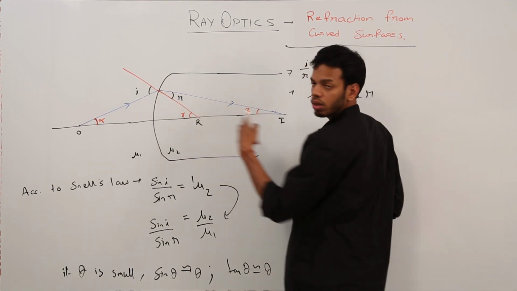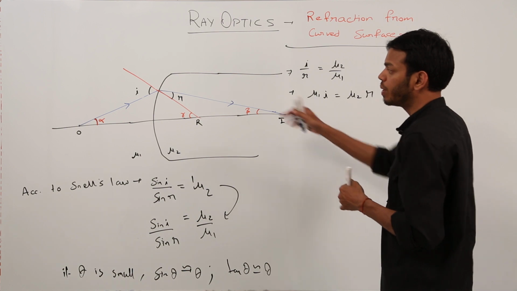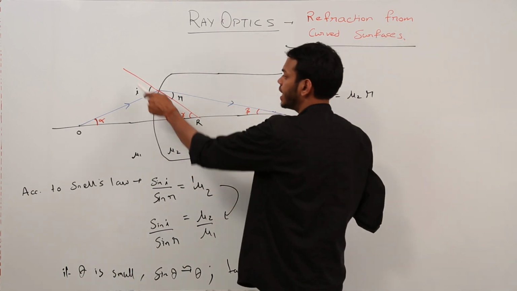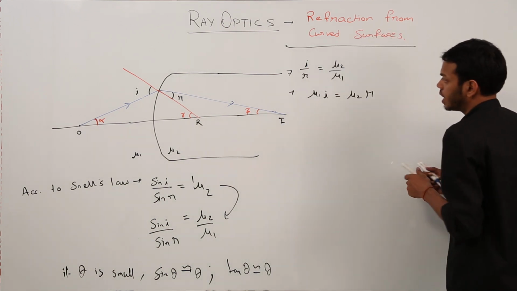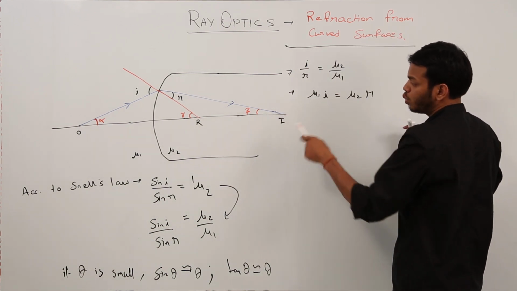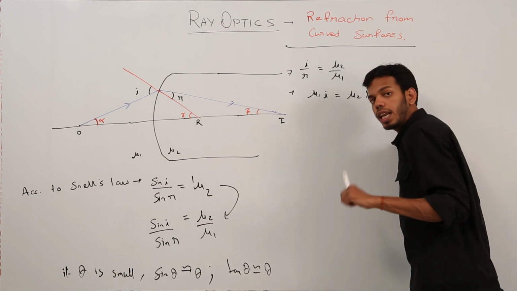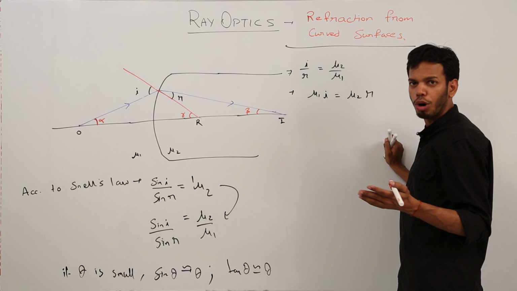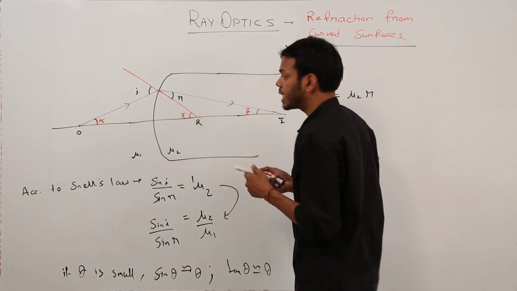And I and R are obvious. I and R don't need to depend on the curvature. It has to be on what? Incident ray and normal. That's it. So using the triangle property that the external angle of a triangle is equal to the sum of two interior opposite angles. This is the external angle property, I guess. You guys did it in class 10th.